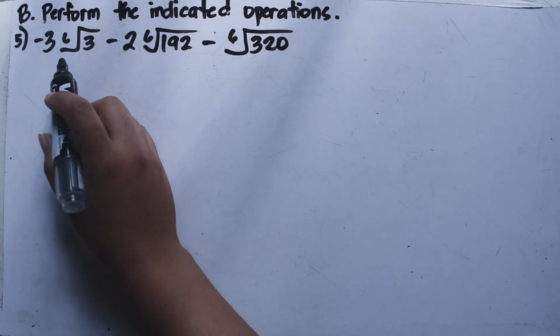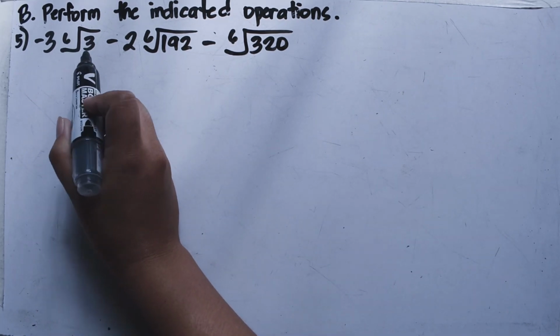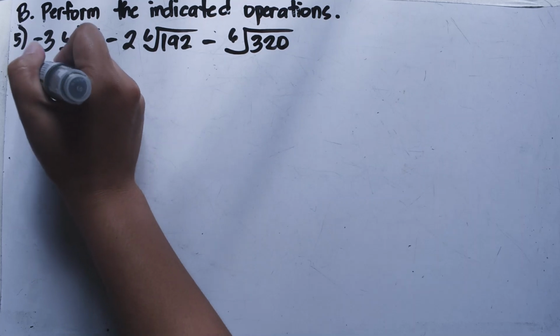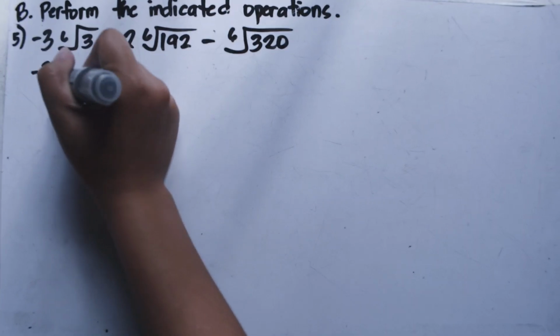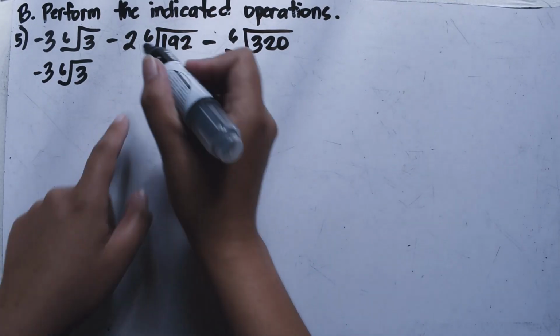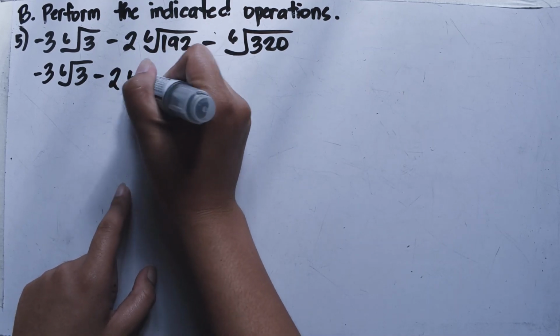Dito na tayo agad sa unang term. Sa unang term, kung mapapansin nyo, 6 root of 3, wala na tayong masisimplify. So, just copy, we have negative 3, 6 root of 3. Now, dito tayo mag-simplify. Copy, 2, 6 root of what?